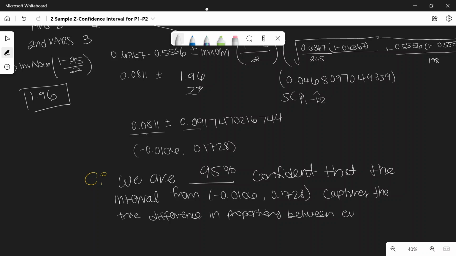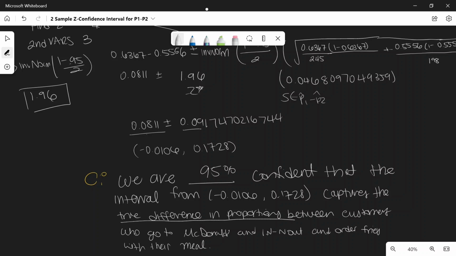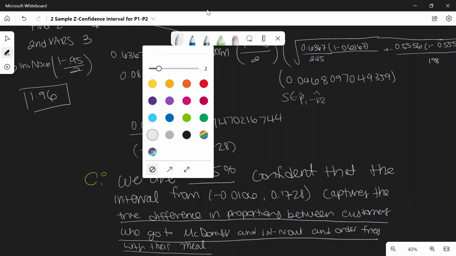between customers who go to McDonald's and In-N-Out and order fries with their meal. Beautiful. So it captures the true difference in proportion between fries. So that's the context. Okay, so let me give you a little template.